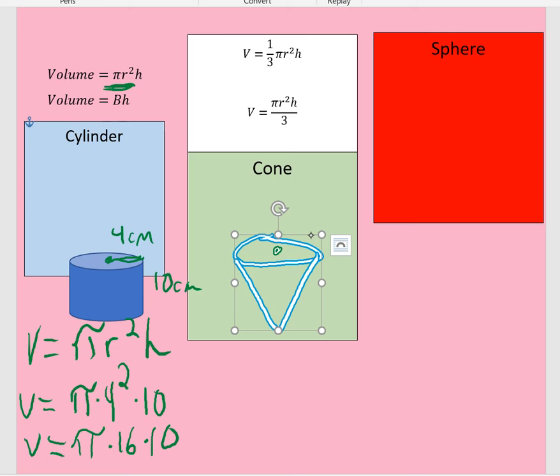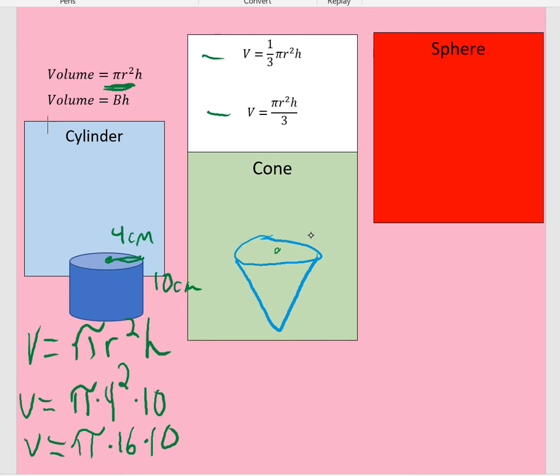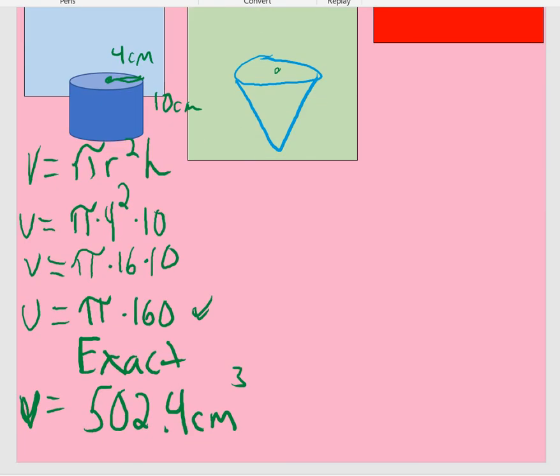It's just pi r squared times the height, and you can either multiply it by 1/3, or it's the same thing as saying pi r squared times the height, and then at the very end you divide it by 3. Either way, you're going to get the same answer. Don't get geeked out about this fraction. We're going to put it all in the calculator at the same time.